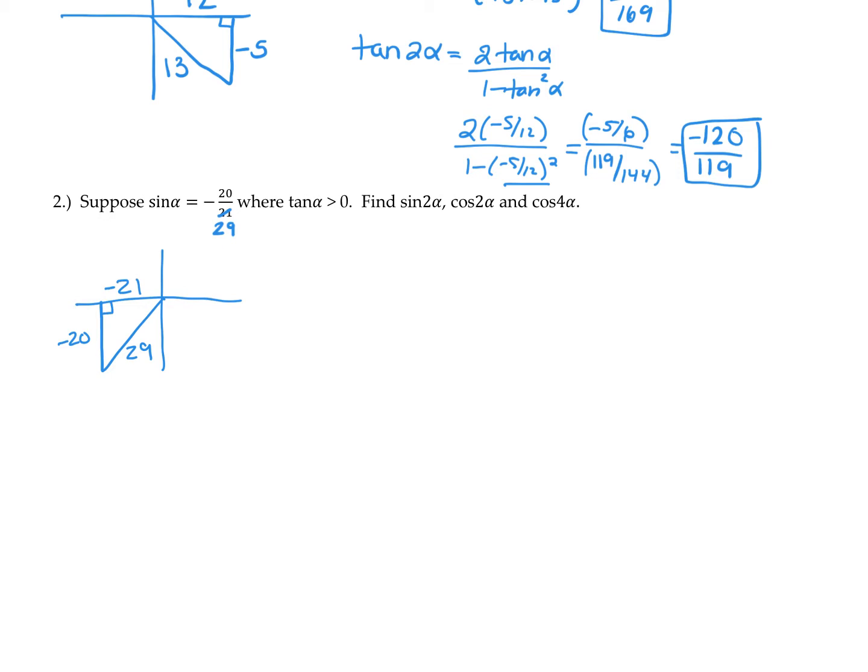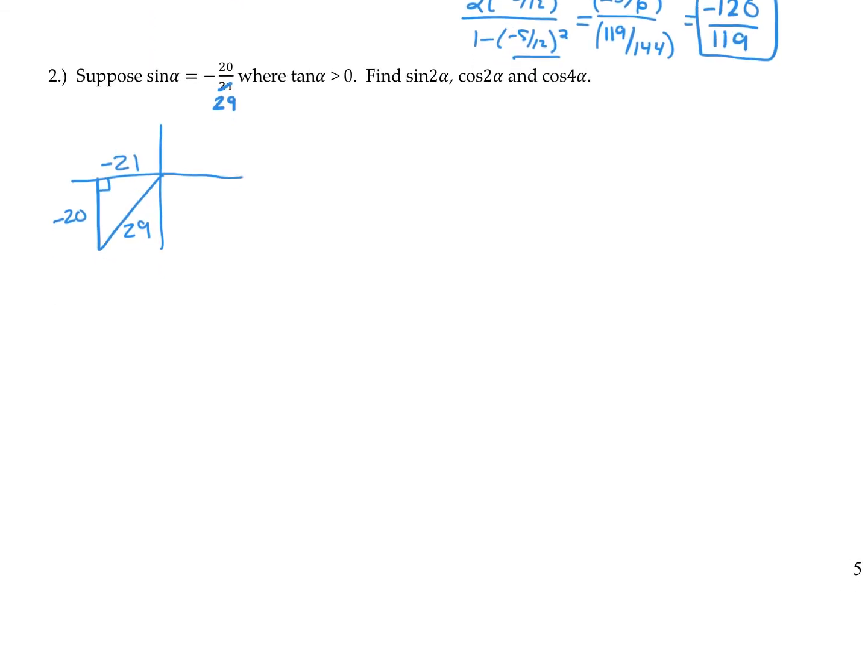Now we have to find sine of 2 alpha, cosine of 2 alpha, and cosine of 4 alpha. Sine of 2 alpha would be 2 sine alpha cosine alpha. So the sine would be negative 20 over 29, and the cosine would be negative 21 over 29. Again, we can just type that all in our calculator, turn it into a nice fraction, and we're going to get 840 over 841.